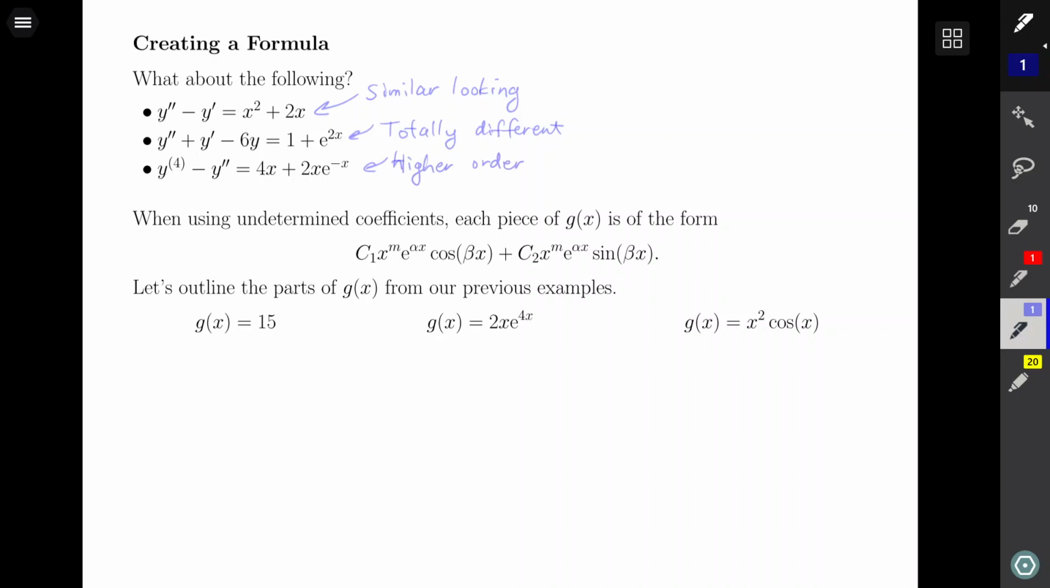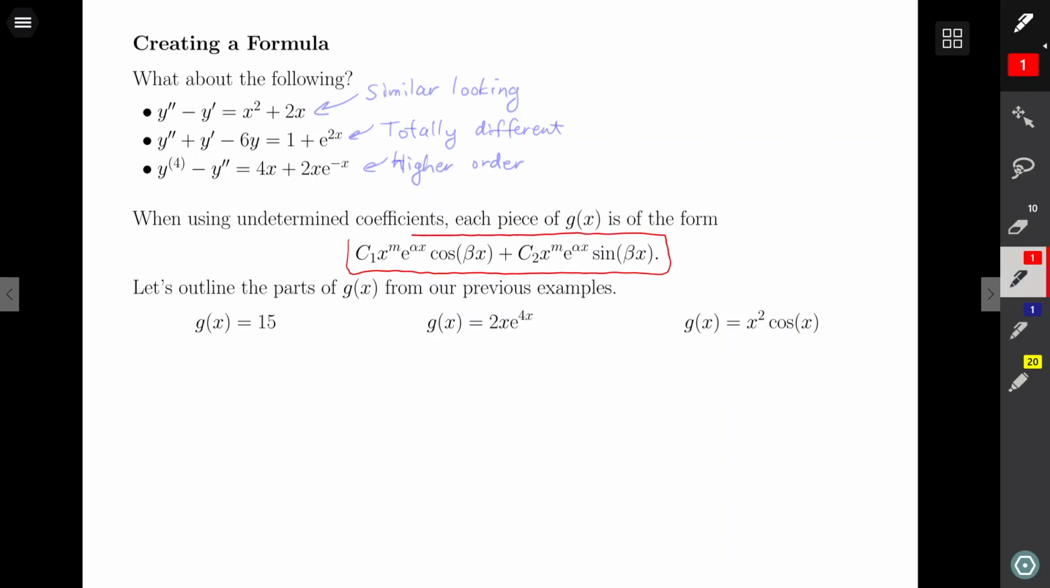So we should be able to do all of these and come up with a way to do anything like this that involves polynomials, exponentials, sines, or cosines. So here's the main part of this. When you're dealing with undetermined coefficients, the g of x that's on the right side of the differential equation always involves pieces that look like what's inside the red box.